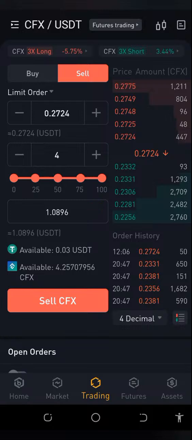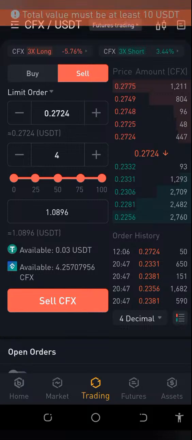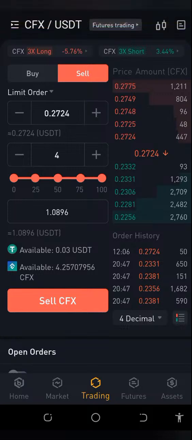It says here, total value must be at least 10 USDT. So this is like a younger brother to Binance. Okay, so they're not going to allow you to do anything except it is 10 USDT. So what I'm going to do now is send it back to Binance, okay? And then I'll go and do convert and at least get some part of my money back. So let's just do that, right?